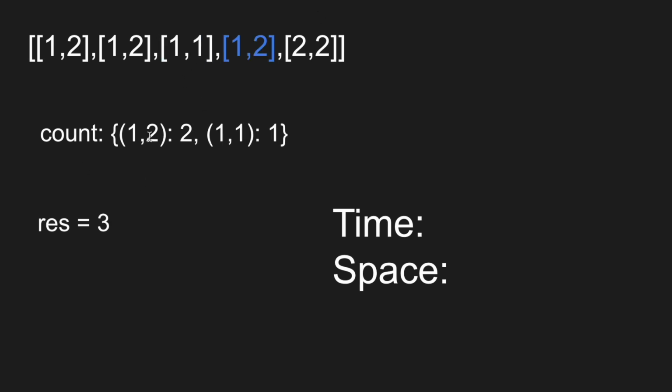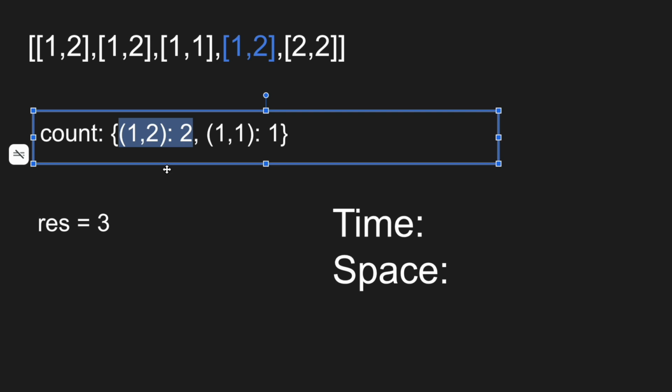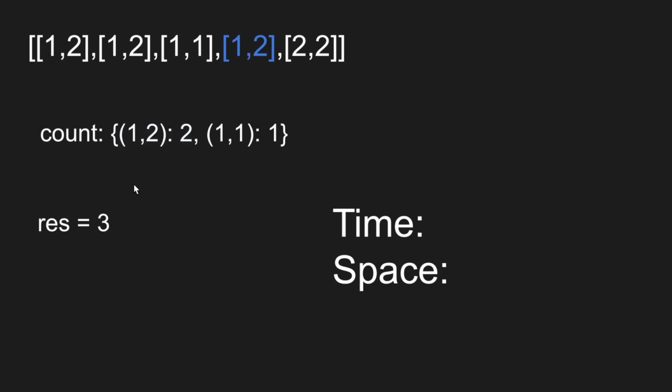Now we come here, we see that there's 2 instances of this key, so we need to add 2 to result, and then we need to update the hash map. And now we come to the end, there's no instances of 2 and 2, so we add nothing to the result, and then we update the hash map. So now that we have come to the end, we can return 3 as our result.